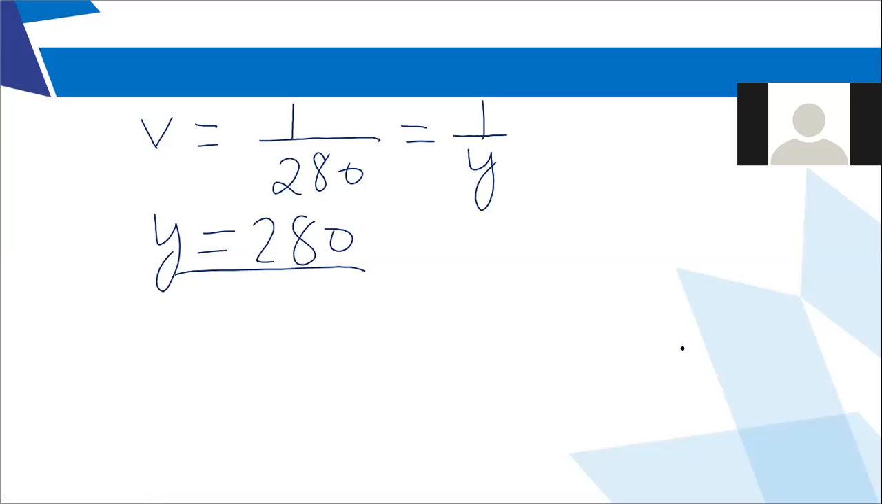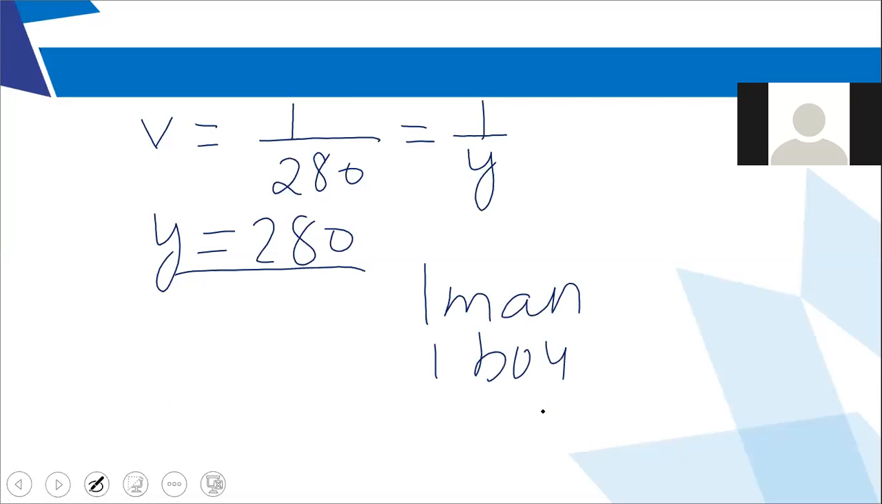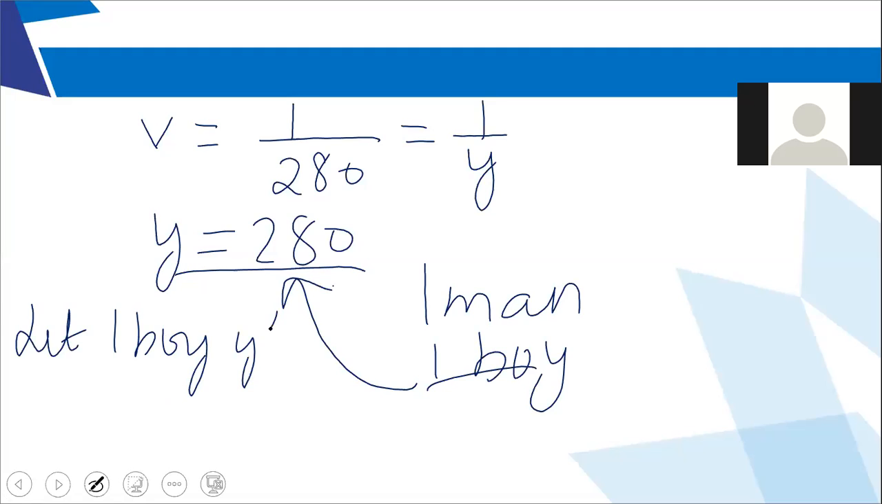Yes, ma'am. But didn't we have to find out how many days they take to complete the task? How many days they took individually? One man individually and one boy individually, ma'am. So this was the time taken by one boy individually, because that is how I introduced the variable: let one boy take y days. So y days are 280.